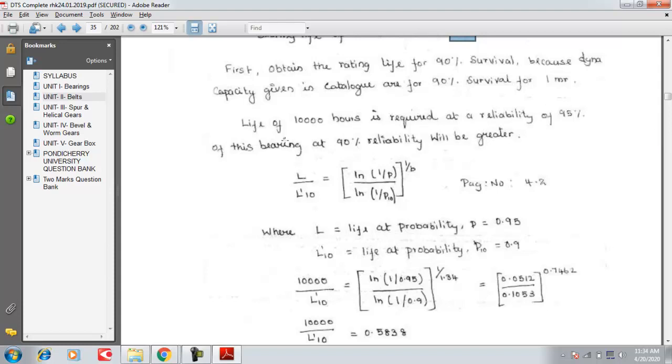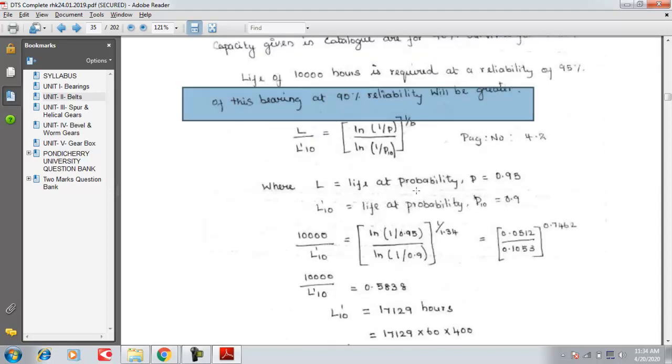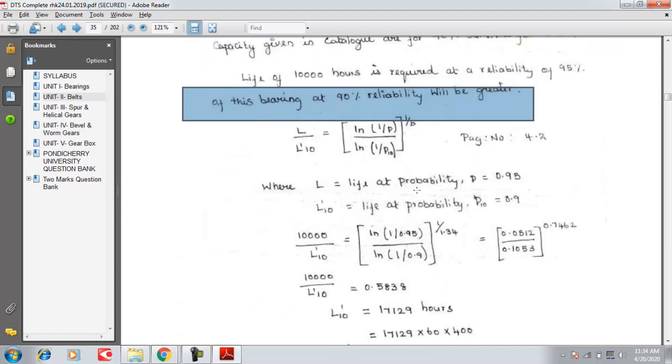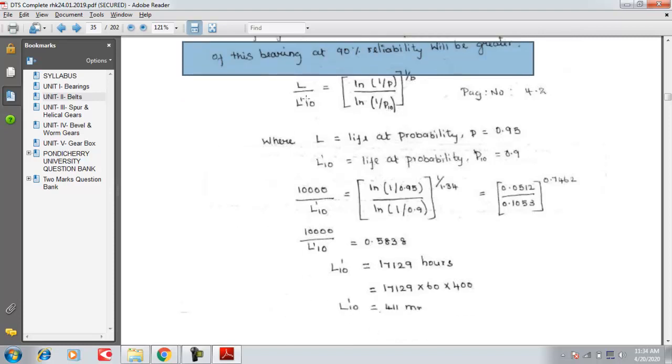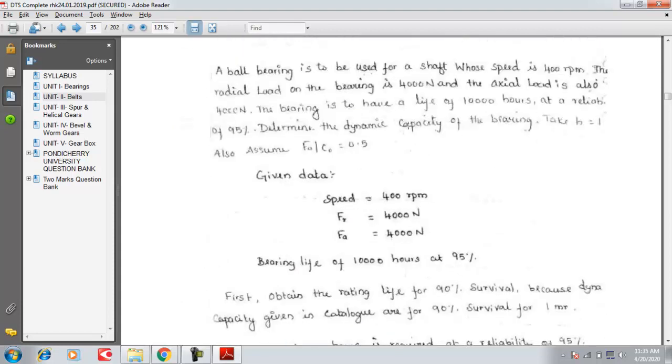Because of that, actually 90% reliability will be greater. It's somewhat greater hours. It will be 90% probability, means it's somewhat greater than the actual hours that the bearing has to be working. In this case, you have to take the problem formula from that page, L by L dash 10. Also, they have given us in this problem, determine the dynamic capacity.